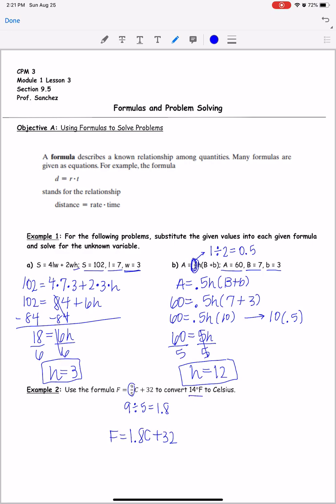So we've already said that F is 14. So 14 equals 1.8 C plus 32. So again, you got a two-step equation. Let's solve for C. We're going to subtract that 32 over.